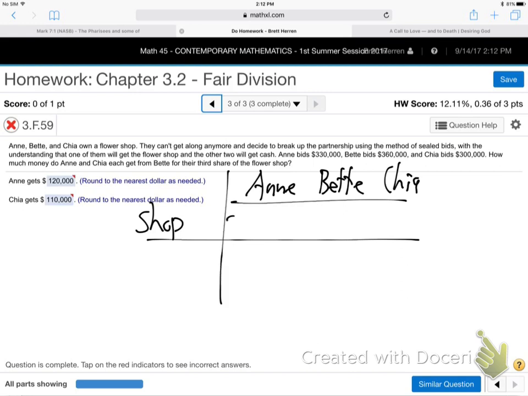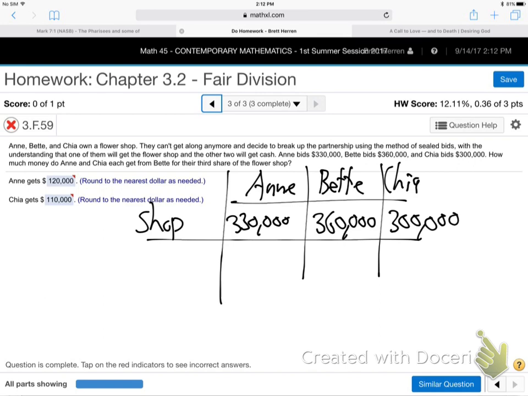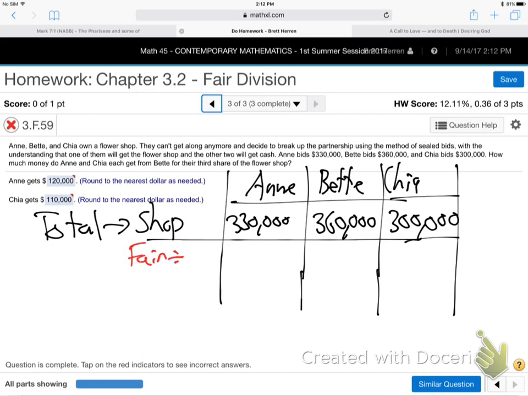Ann bids $330,000. Betty bids $360,000. And Chia bids only $300,000. And that is the total. There's only one object, so we don't need to add things up. The next line after the total is the fair share. So you divide them all by 3 and you'll get the fair share.